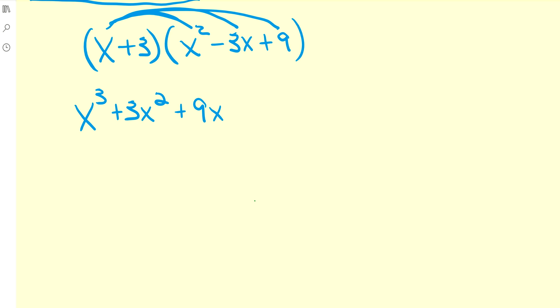Okay, now I'm going to take the 3 and distribute it to the trinomial as well. So that's going to give me 3x squared. I'll put it here. Is that right? 3 times x squared is 3x squared. And then 3 times negative 3x is negative 9x. And 3 times 9 is 27.